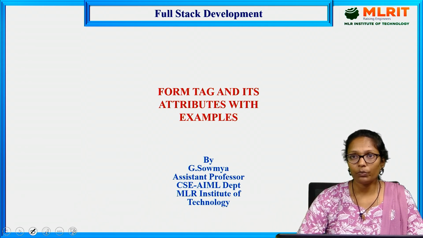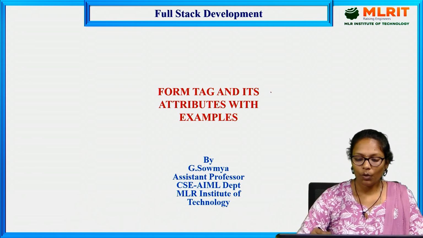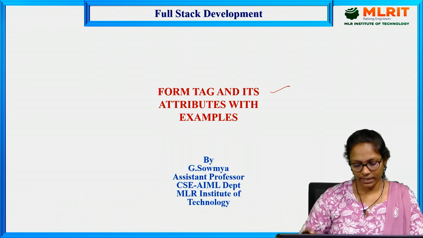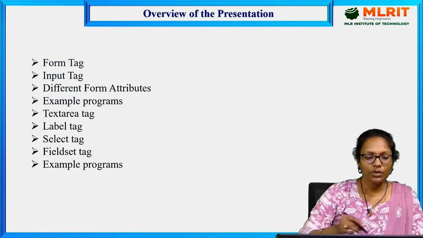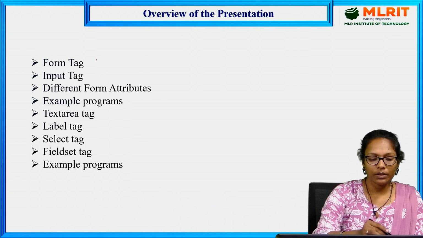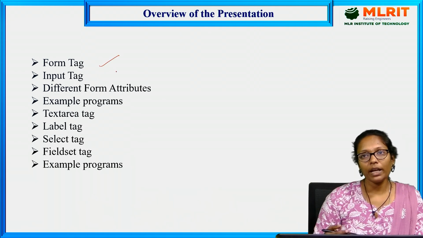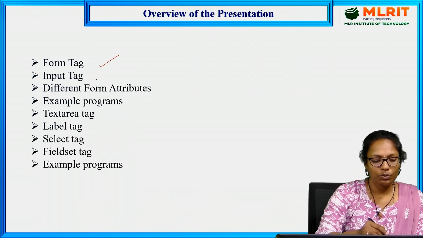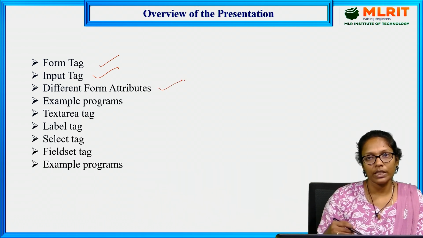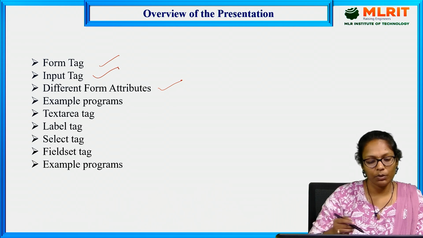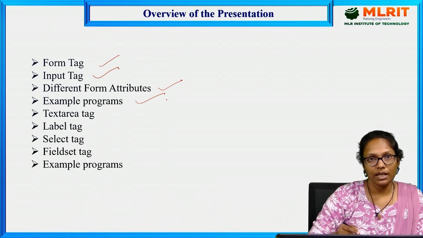In this video, we're going to discuss different form tags, attributes and examples. So coming to the overview of this presentation, we are going to cover the form tag. Under the form tag, we have different tags again. The input tag is the main tag which we are using under the form tag, and we have different form attributes also. Inside the input tag, we have different attributes and we will also see some example programs.